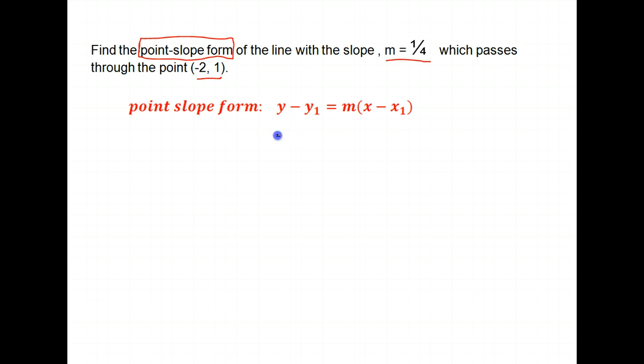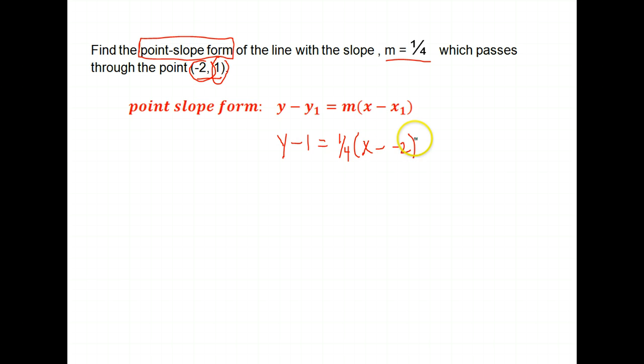So let's start. We just write the letter y minus y1, which is the y from our point, which was 1, equals m, our slope, of 1/4, times a parenthesis x minus x1. x1 is the x from our point, which is -2.